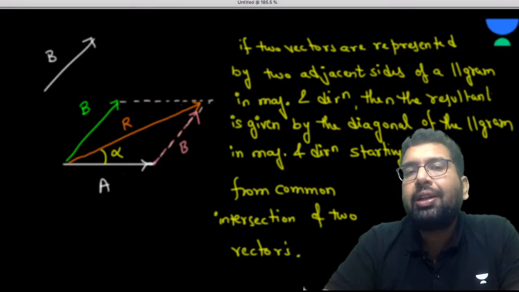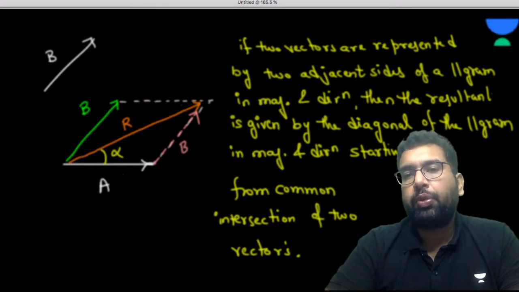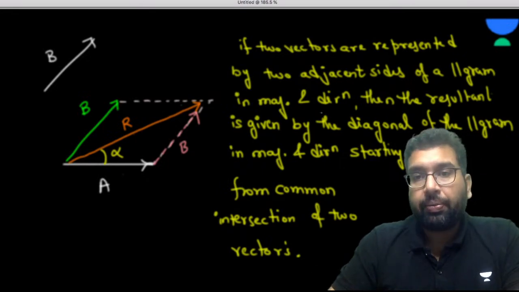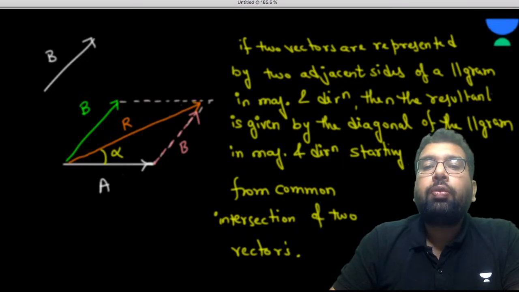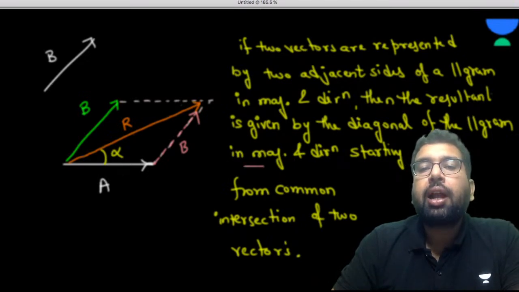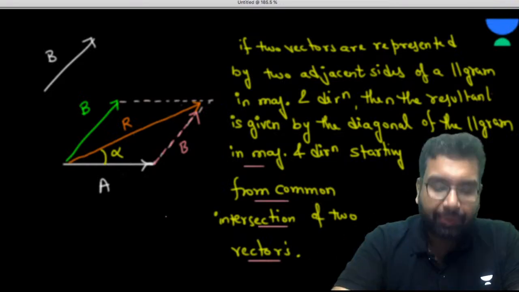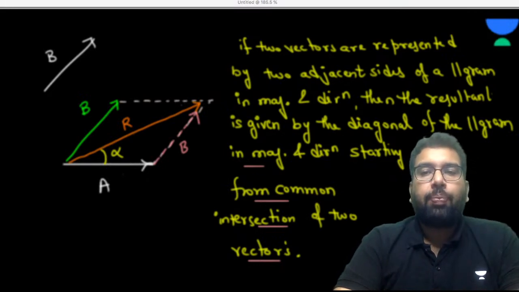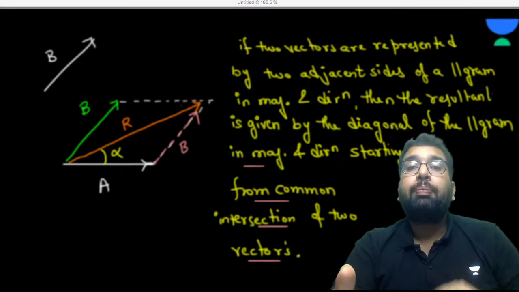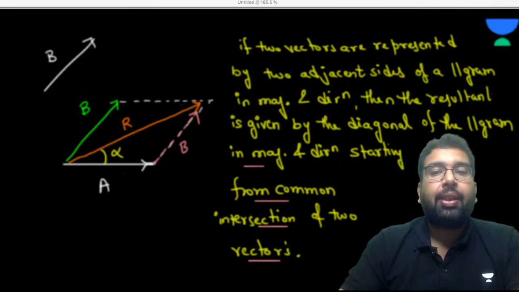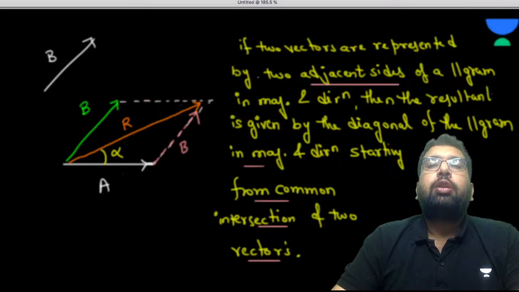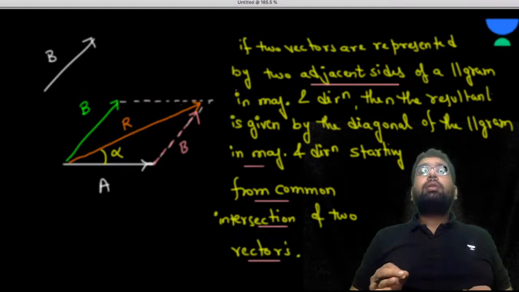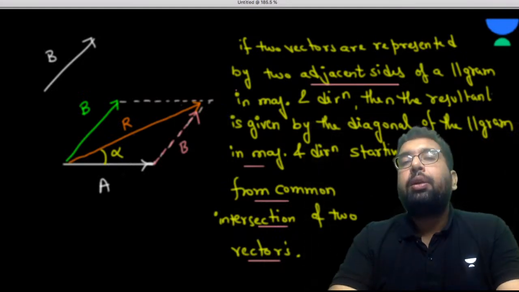Now what does the law of parallelogram of vectors say? If two vectors are represented by two adjacent sides of a parallelogram in magnitude and direction, then the resultant is given by the diagonal of the parallelogram in magnitude and direction, starting from the common intersection of the two vectors. This is the statement of the law of parallelogram of vectors. To form two adjacent sides of a parallelogram, the vectors must be connected tail to tail.